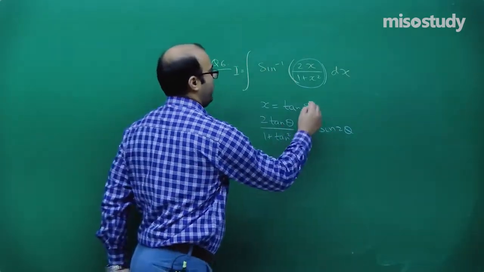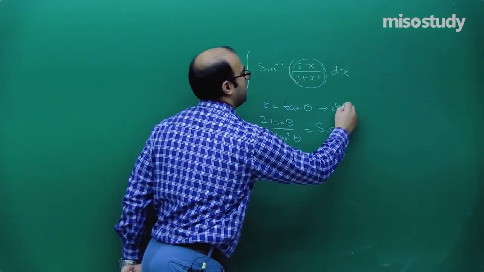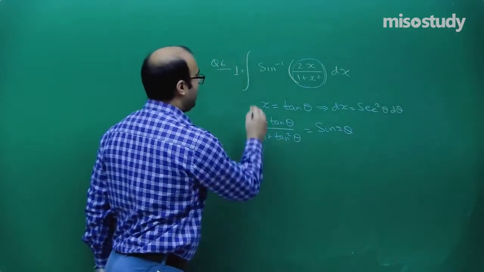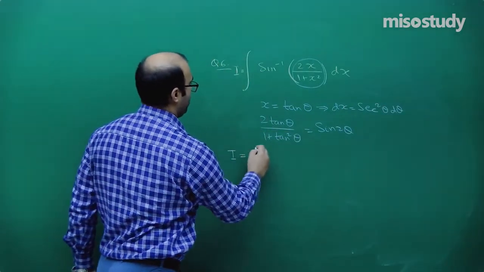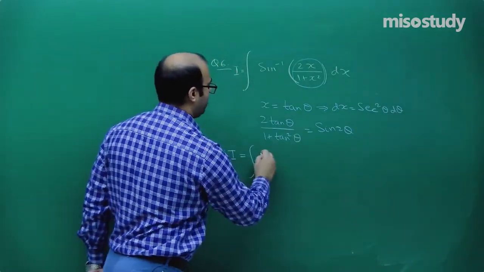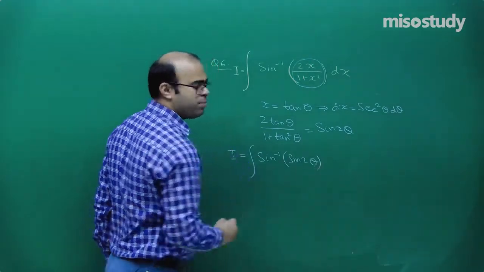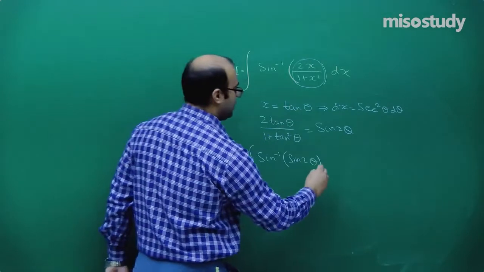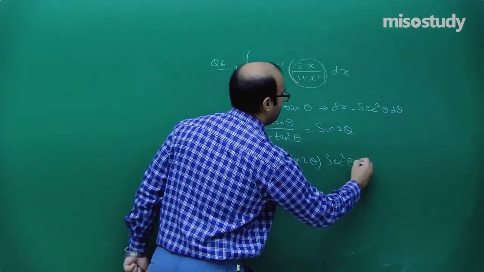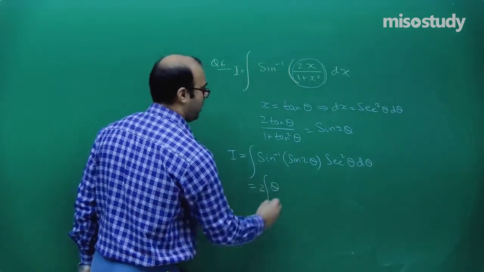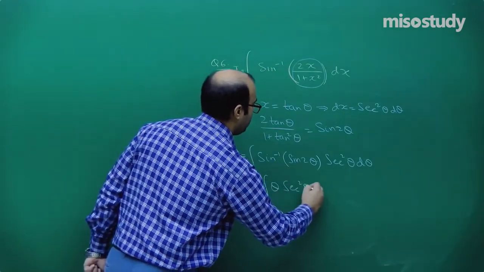So we can write, if x is tan theta, dx is sec square theta d theta. In that case, this I becomes integral of sine inverse, the term inside is sine 2 theta after the substitution, and dx is sec square theta d theta. This becomes integral of twice of theta sec square theta d theta.